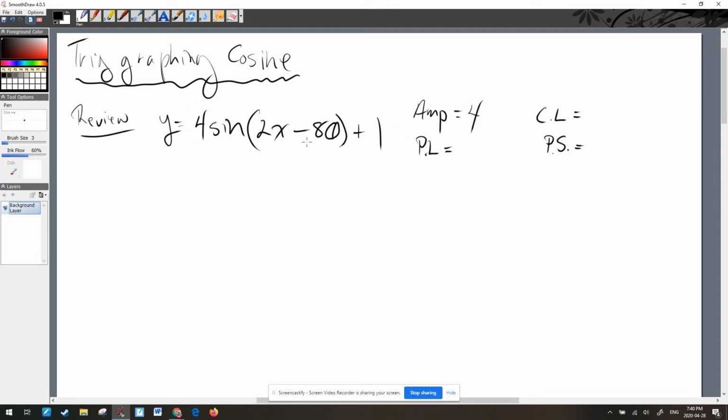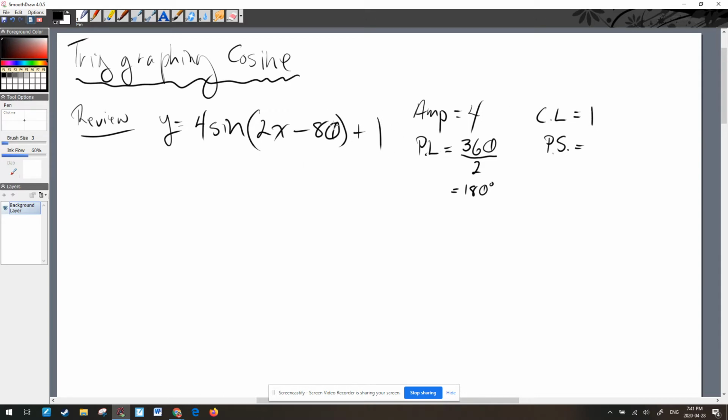The period length, well, the period length is always going to be, for what we're going to graph, 360 is the natural period length. So 360 is what it would be if it didn't have any transformations. But we're going to take the 360 and divide it by the number in front of the x that's inside the brackets. We're going to divide it by 2. So it's going to be 180 degrees. Okay, and then the center line is always the number hanging off the back. So it's +1 or just 1.